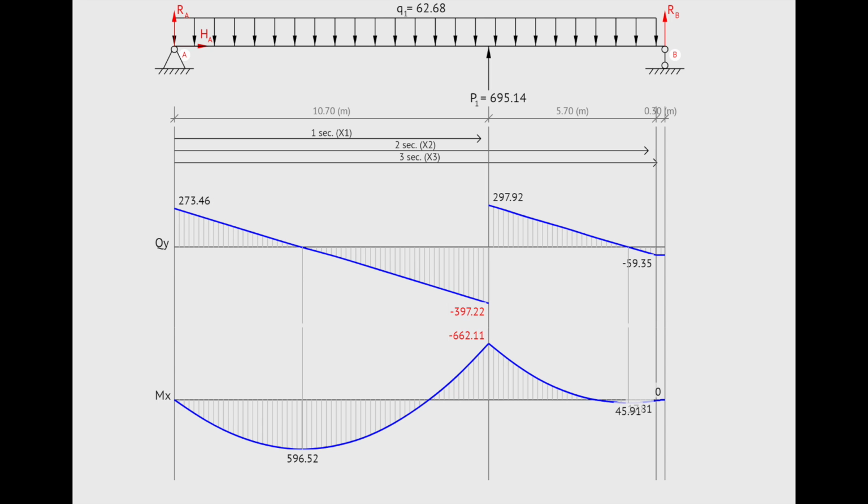The shear force from the large section of the bridge is 273.46 kilonewtons. The bending moment is 596.52 kilonewton meters. For the small section of the bridge, the shear force is 297.92 kilonewtons. The bending moment is 45.91 kilonewton meters.